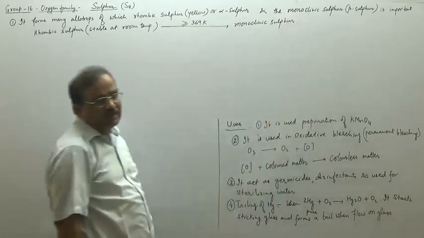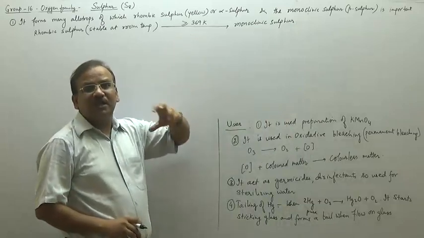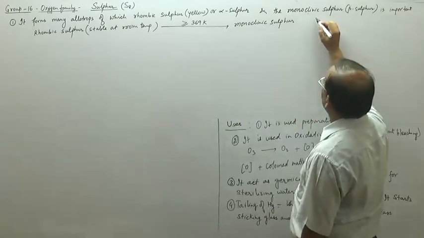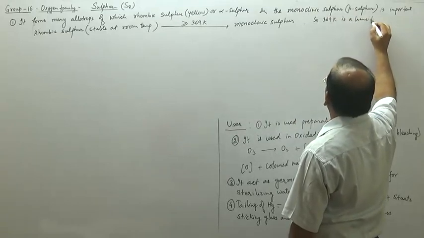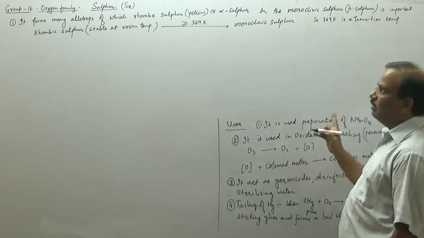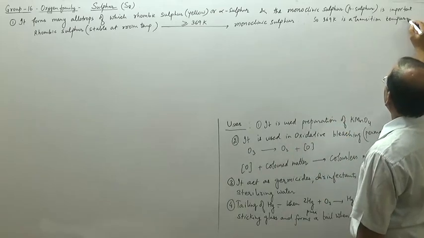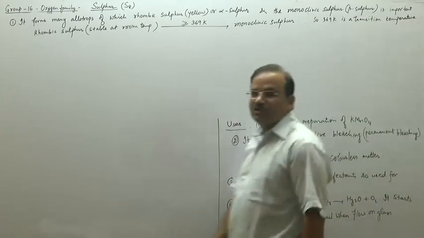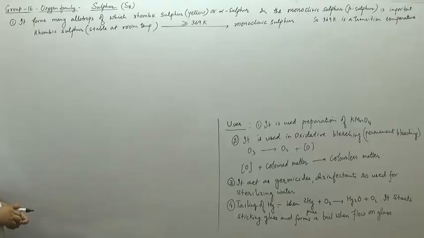So the alpha sulfur on heating at 369 Kelvin converts. So 369 Kelvin is a transition temperature, because below that it is alpha sulfur, and at or above that it is monoclinic sulfur, that is beta sulfur. So that is called the transition temperature. This is about the rhombic sulfur and the monoclinic sulfur.